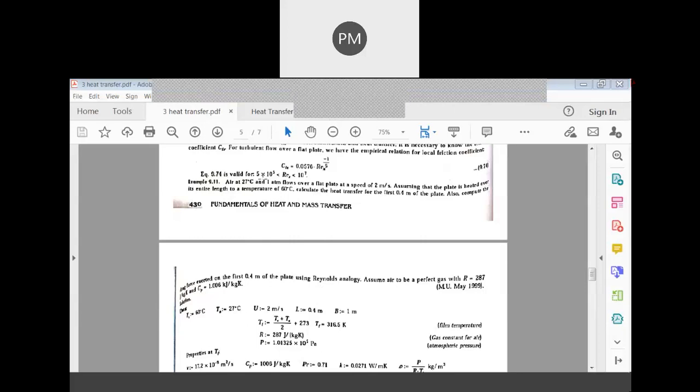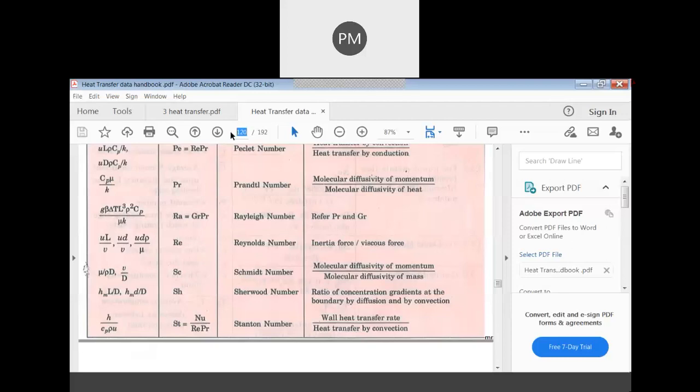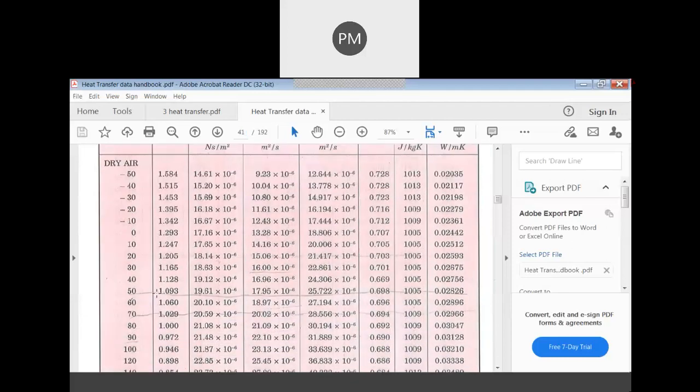Okay, so you know how to take the properties. You have to go to the properties in the data handbook. It will come between 40 and 50. You can take approximately 45. You can approximately take the properties and you can do the problem.